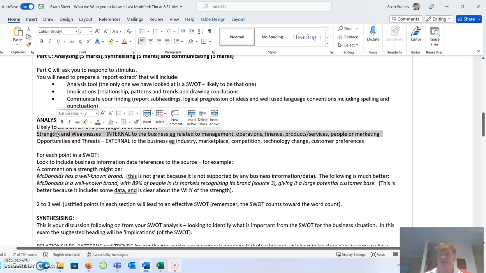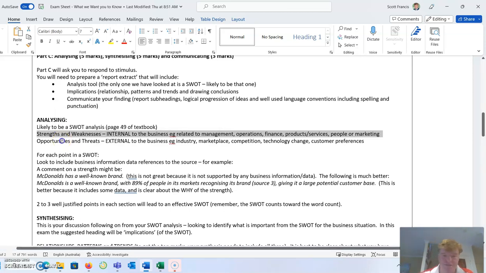Strengths and weaknesses, when you do that, they're internal parts of the business. We've talked a lot about what's internal to the business, and the opportunities and threats, they're the external parts. So some internal things that you might think about: what's the quality of the product or service like? What sort of people have you got involved? What about the finance, the operations of the business? How well does it run? Maybe management's great, maybe management's terrible. That could be either a strength or a weakness.